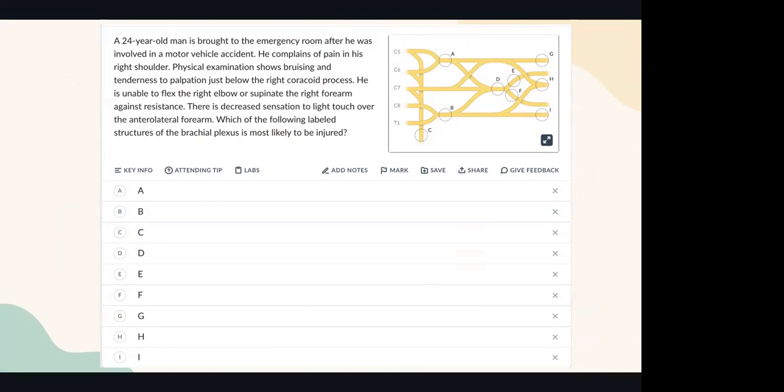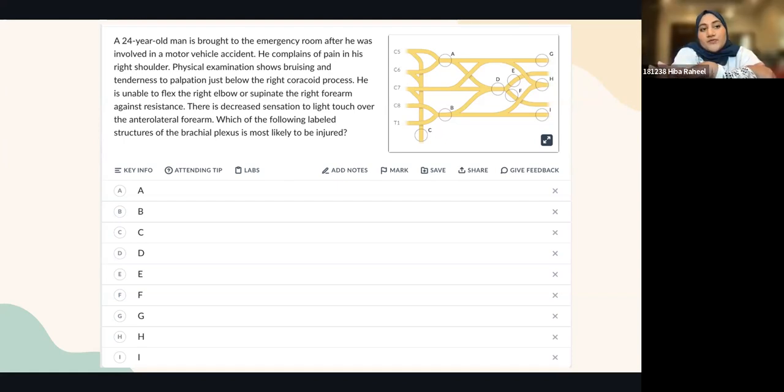A 24-year-old man is brought to the emergency room after he was involved in a motor vehicle accident. He complains of pain in his right shoulder. Physical examination shows bruising and tenderness on palpation just below the right coracoid process. He is unable to flex the right elbow or supinate the right forearm against resistance. There is decreased sensation to light touch over the anterolateral forearm. Which of the following labeled structures of the brachial plexus is most likely to be injured?